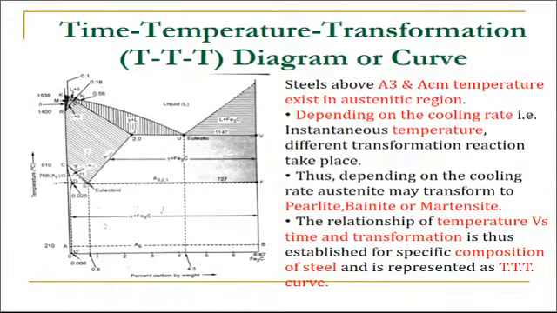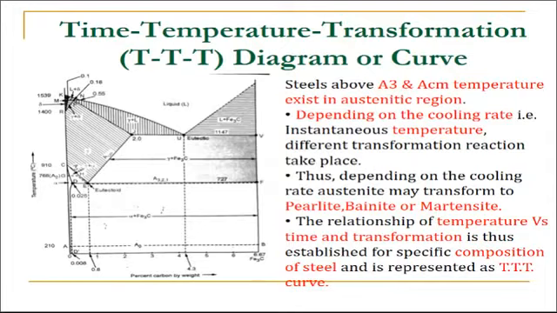Time temperature transformation diagram, or time temperature transformation curve, is also known as the TTT curve. Now, for explaining the TTT curve, I have taken the reference of the iron carbon equilibrium diagram also. Steels above the Ae3 and Acm temperature exist in the austenitic region. This is very clear from the iron carbon diagram.